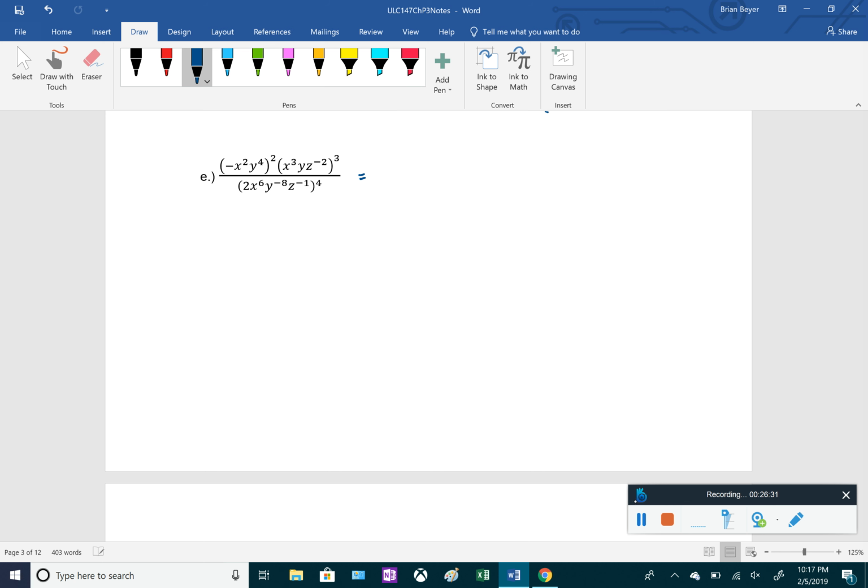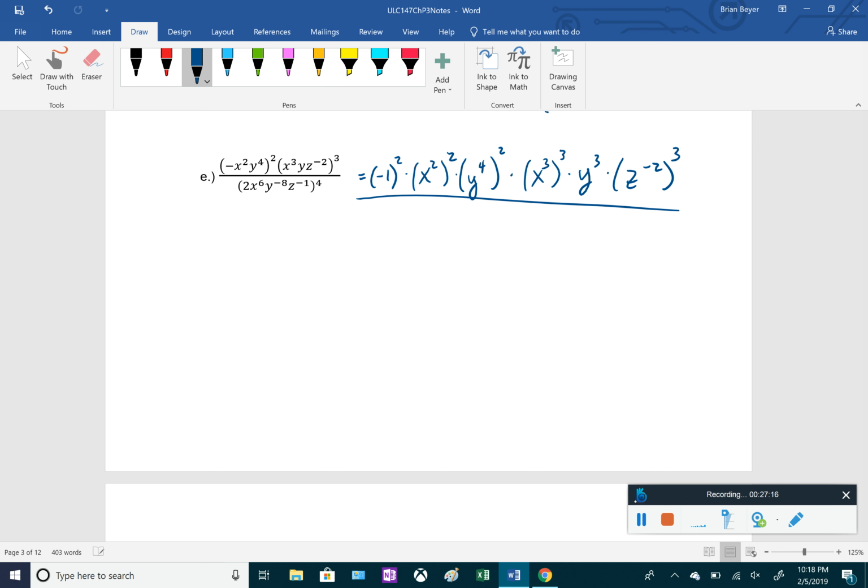So for this first big factor up here, I'm going to give everything a power of 2, including that negative 1. So negative 1 squared times x squared times y to the 4th, x squared squared, times y to the 4th squared. Okay, and then the next factor here, we have x cubed, and then we're going to give every factor an exponent of 3. So it's x cubed to the 3rd times y cubed times z to the negative 2 cubed.